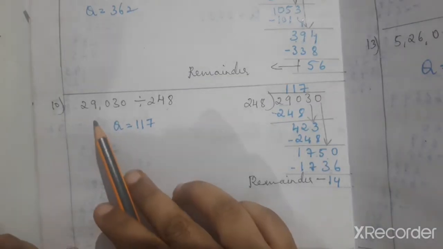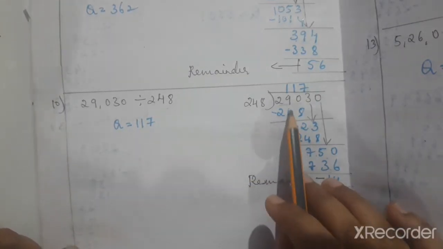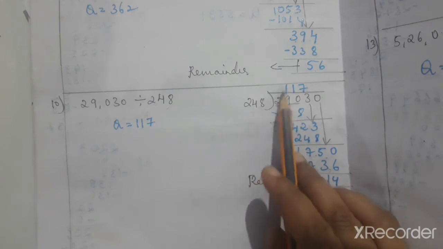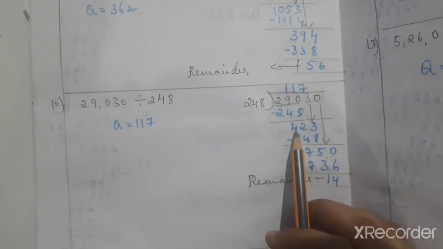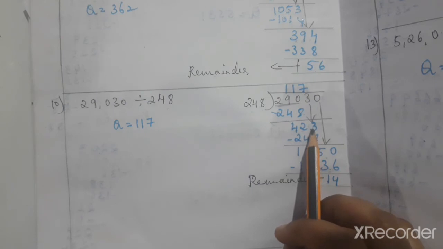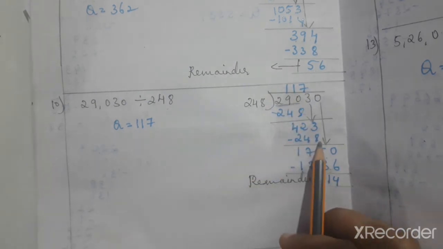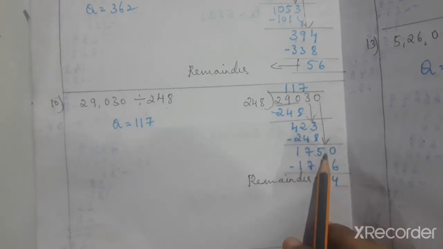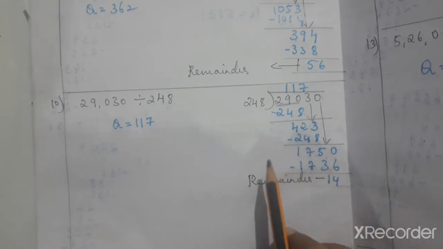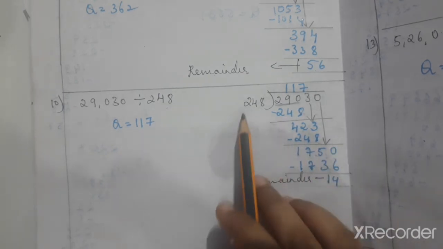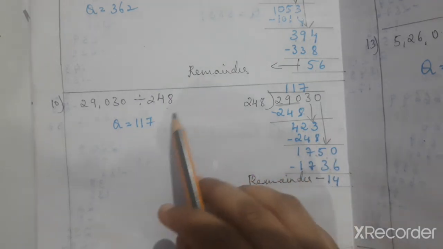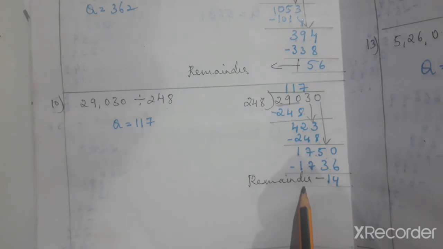Now the last homework sum, 10th one, 29,030 divided by 248. So we have to consider 3 digits, 290. 248 ones are 248. Subtract. After subtraction, 42 is the answer. Bring 3 down, 423. Again we can take 248 ones are 248. Minus it. After subtraction, 175 is the subtracted value. And bring 0 down, 1750. Now we have to check the nearest to 1750. 248 sevens is 1736. Subtract, get 14 as the remainder. Now the quotient is 117, remainder is 14.